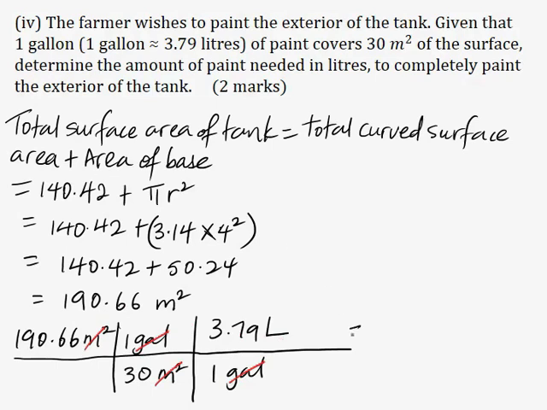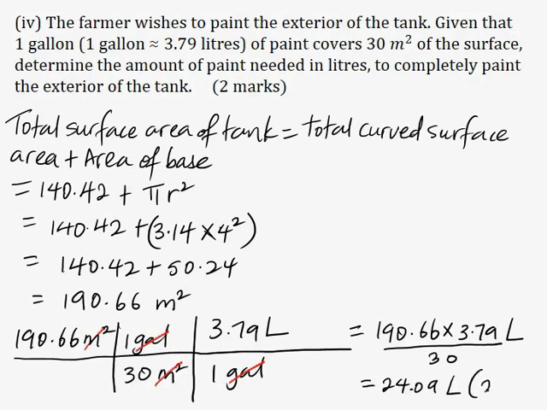So multiplying this out here, I'm going to get 190.66 multiplied by 3.79 liters divided by 30. I'm getting 24.09 liters, and this is to 2 decimal places.